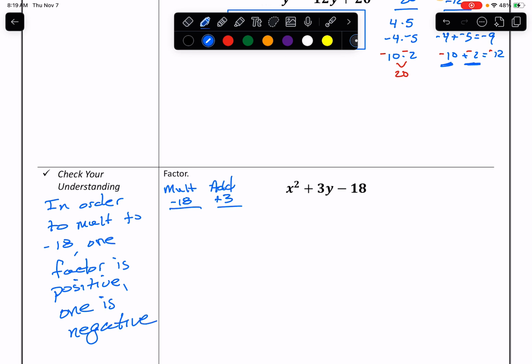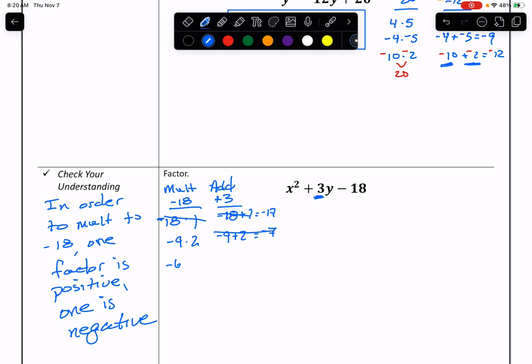Well, let's look at 18 times 1 first. If I say negative 18 times 1, that's negative 18. Negative 18 plus 1 is negative 17. So I know 18 and 1 is not going to work. I could try negative 9 times 2. Negative 9 plus 2 is negative 7, and I want it to be a 3. So I know negative 9 and 2 don't work.